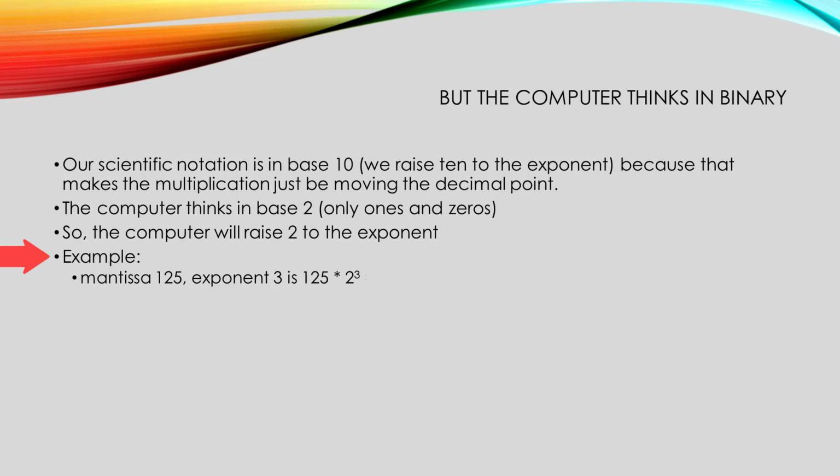For example, if our mantissa is 125 and the exponent is 3, the number we are representing is 125 times 2 to the third power. 2 to the third power is 8, and 125 times 8 is 1,000. As another example, suppose our mantissa is 4, and the exponent is negative 3. That is 4 times 2 to the negative 3. 2 to the negative 3 is 1/8, so the number we are representing is a half.